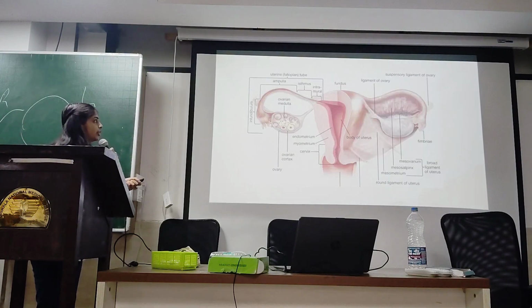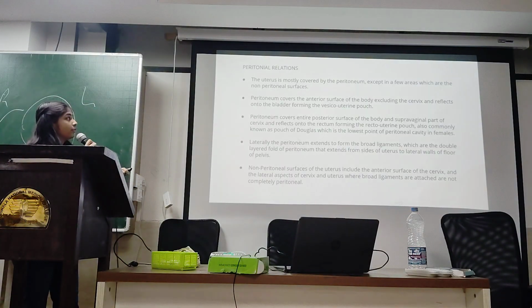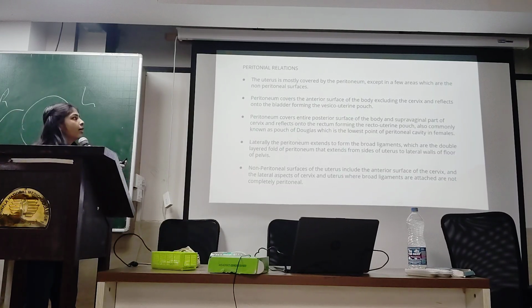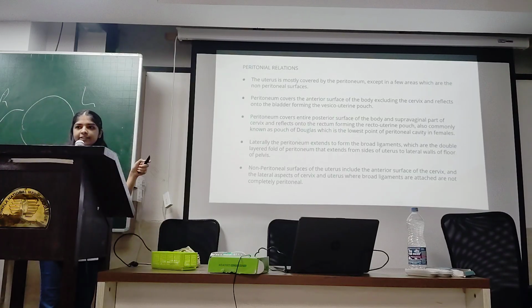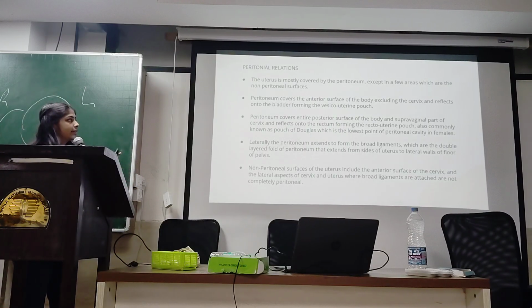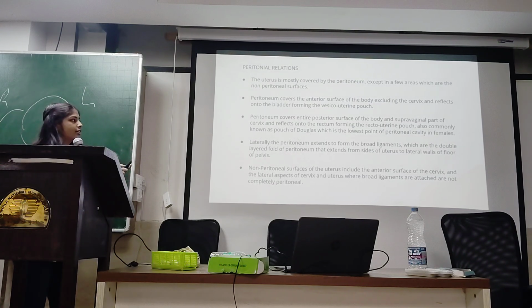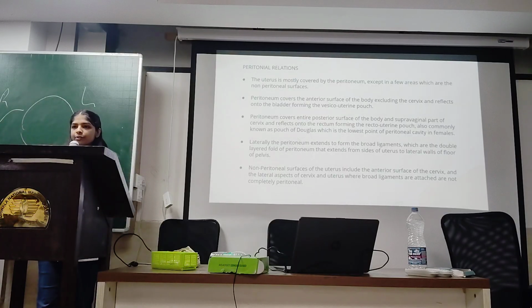Now talking about the peritoneal relations. The uterus is mostly covered by the peritoneum, except in a few regions which are also known as the non-peritoneal surfaces. Peritoneum covers the anterior surface of the body, but excludes the cervix. It covers the entire posterior surface of the body and the supravaginal part of the cervix, and it reflects onto the rectum, forming the rectouterine pouch. The rectouterine pouch is also known as the pouch of Douglas, and it is the lowermost point of the peritoneal cavity in females.